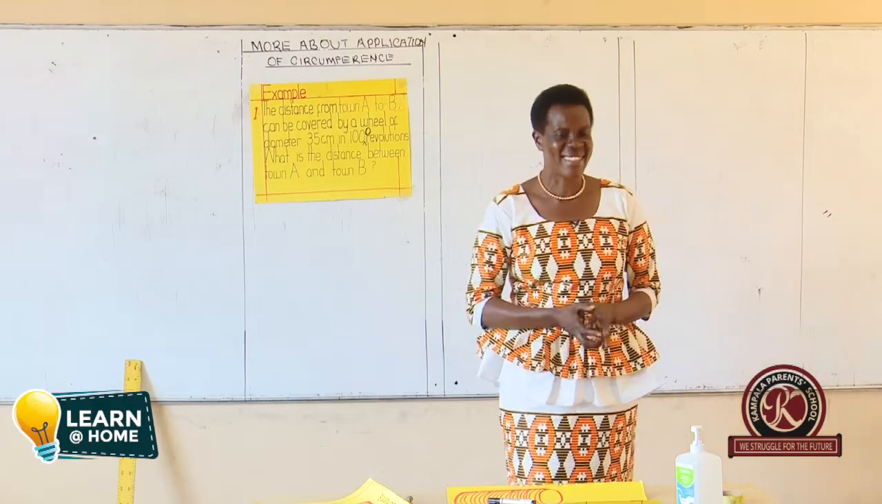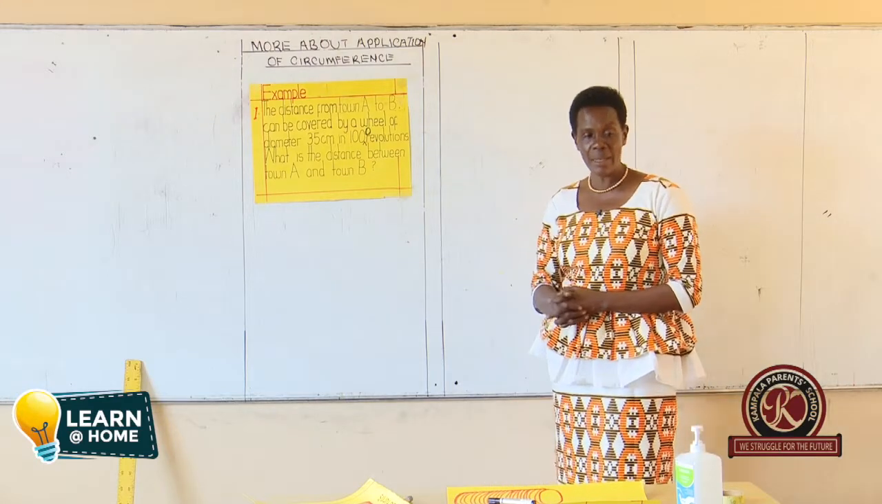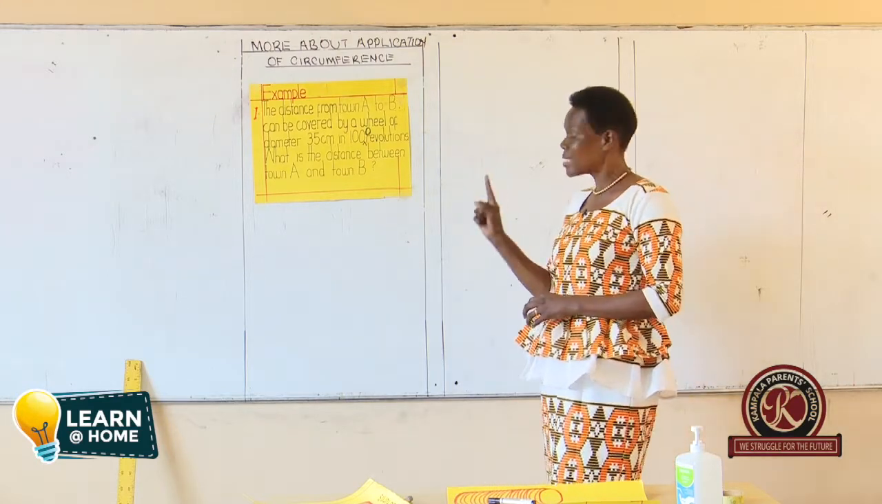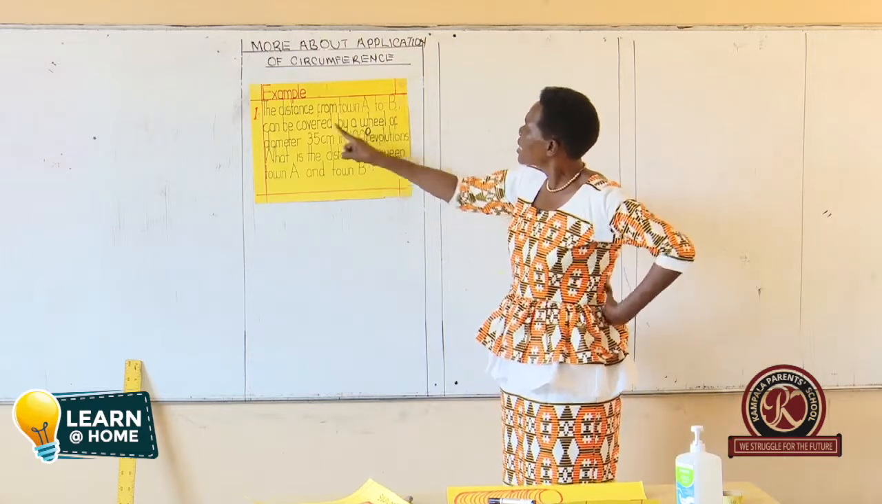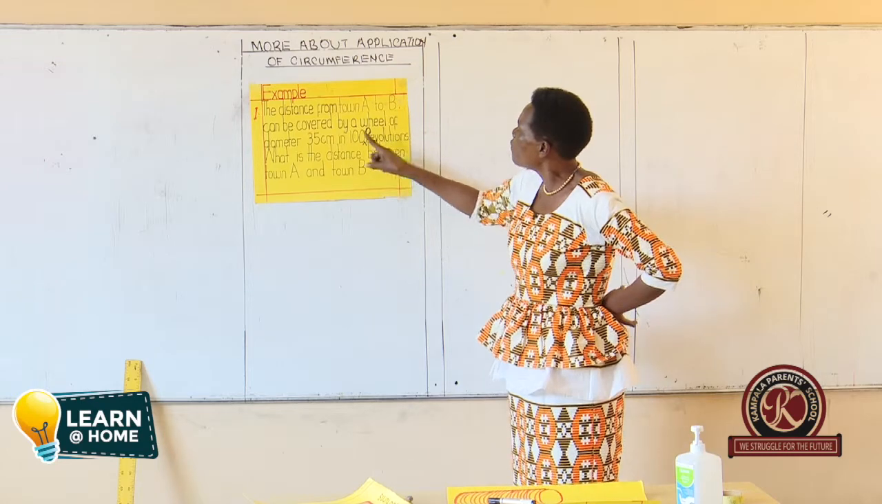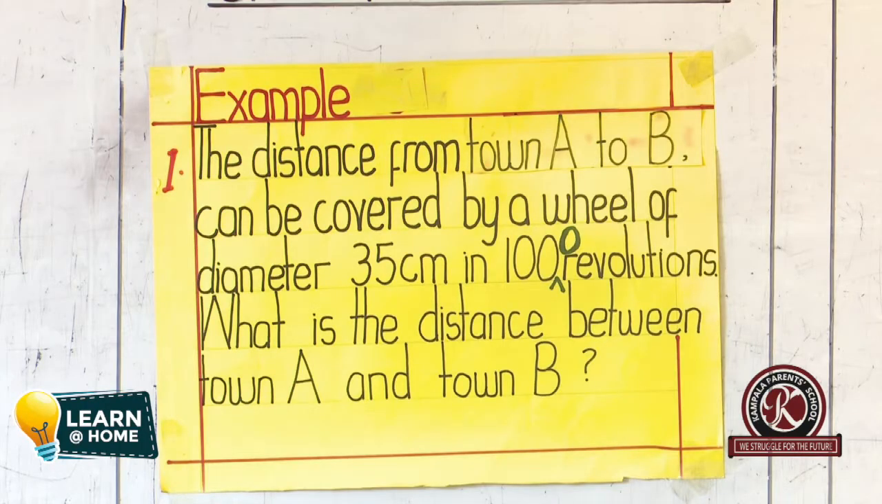I'm going to repeat, and I want you to join me in reading this question. The distance from town A to B can be covered by a wheel of diameter 35 centimeters in 1,000 revolutions. What is the distance between town A and town B?